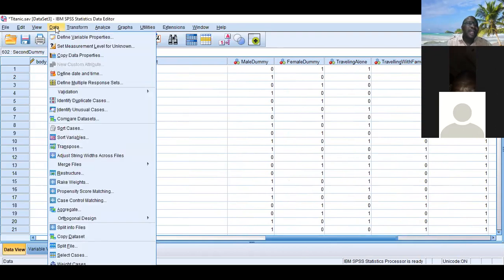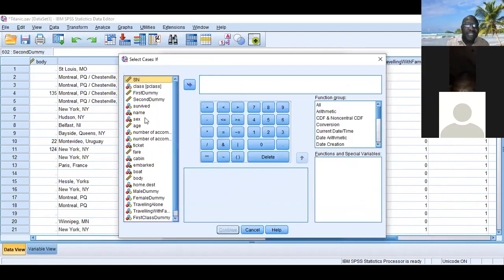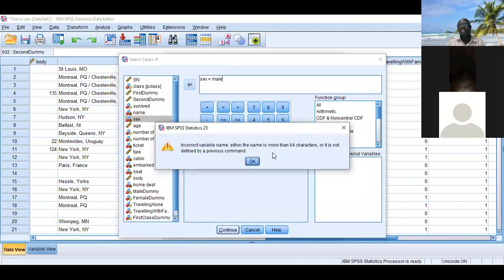You see, data, select cases, and I click on if, and I put sex equal. The sex there is a string; they just typed male, female, male, female like that. They didn't use numbers. So if I just put male, it will not take it. Can you see? It refuses to take it.